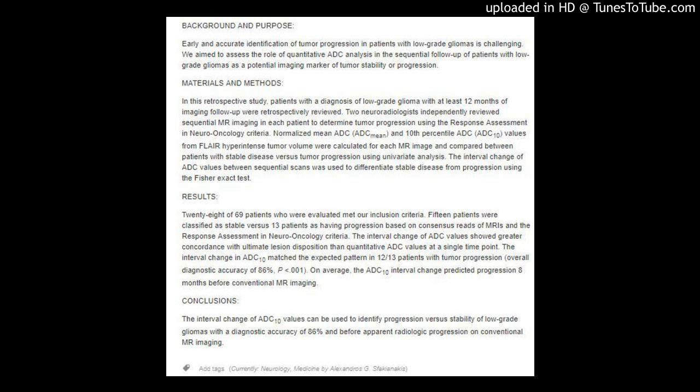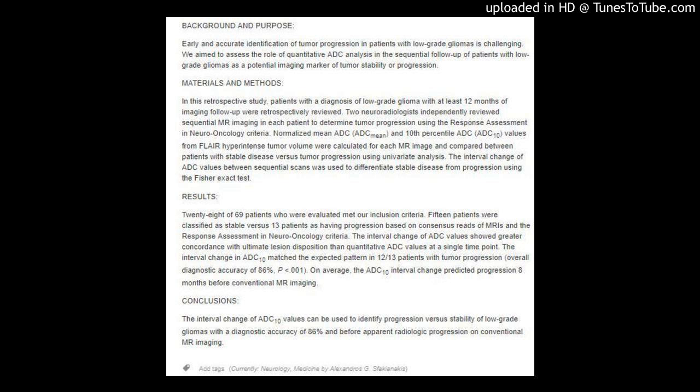exact test. Results. 28 of 69 patients who were evaluated met our inclusion criteria. 15 patients were classified as stable versus 13 patients as having progression based on consensus reads of MRIs and the Response Assessment in Neuro-Oncology criteria.